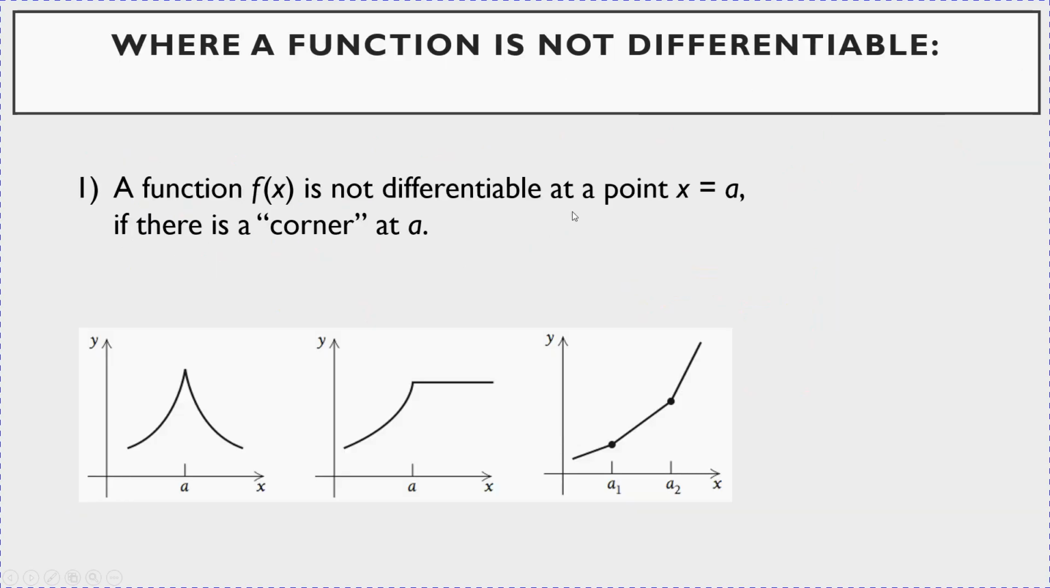All right, so I just want to end this lecture talking about where a function is not differentiable, because not every function is differentiable at every single point. So a function f of x is not differentiable at a point x is equal to a when there is a corner, like a sharp turn like this, or even these here. Whenever there's a sharp turn, the function is not differentiable there. It's differentiable everywhere else on the graph, just not at these sharp turns.